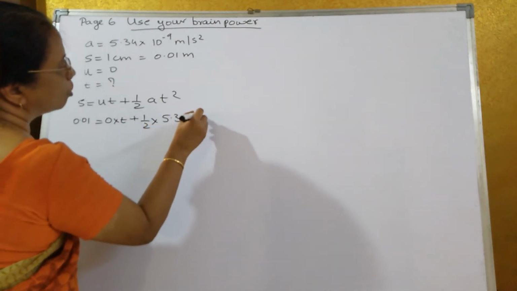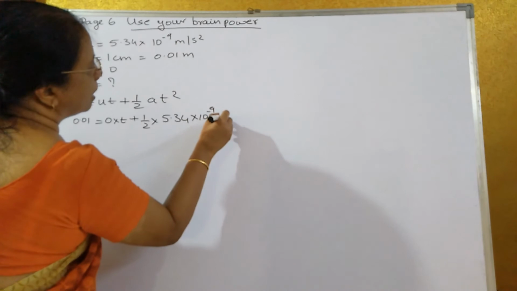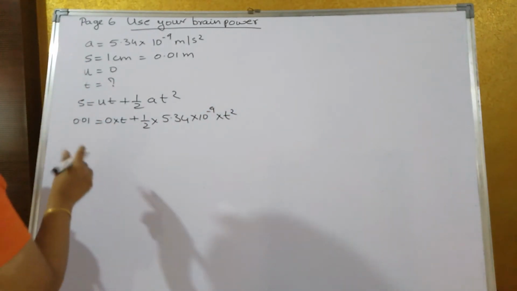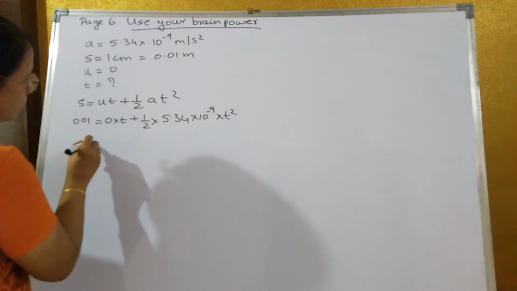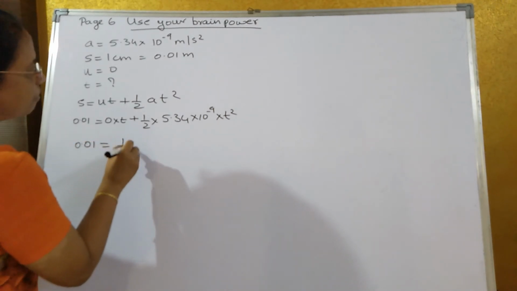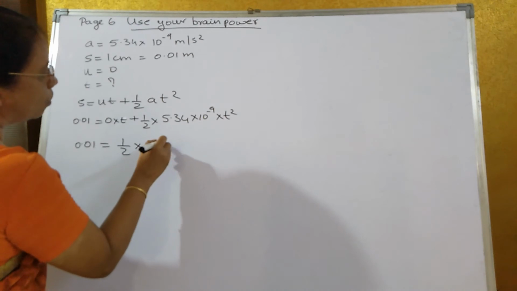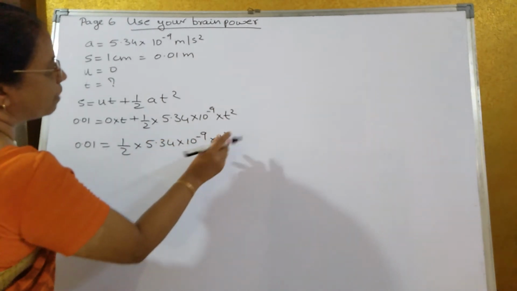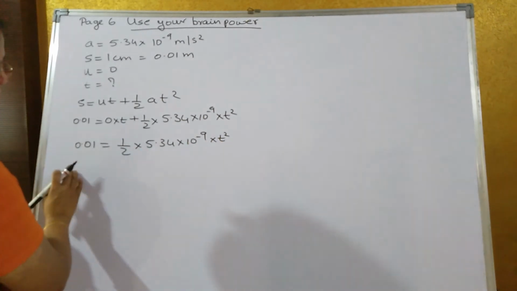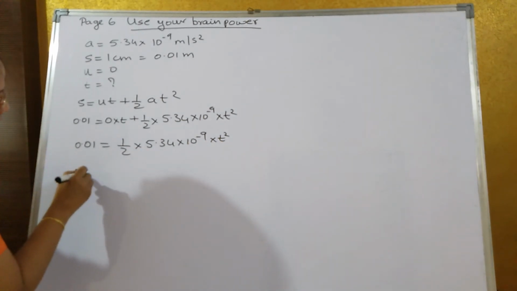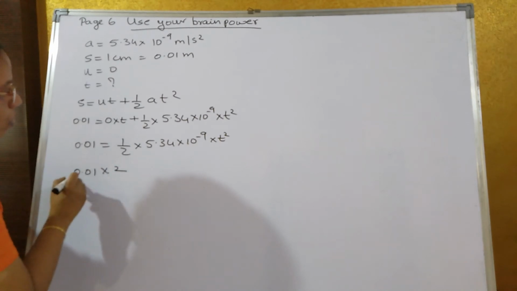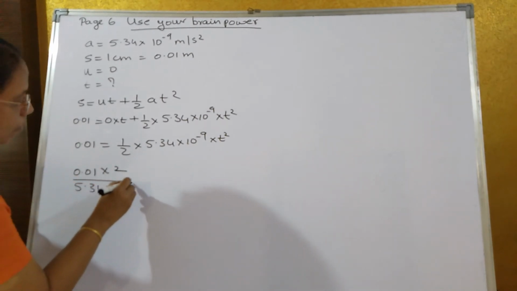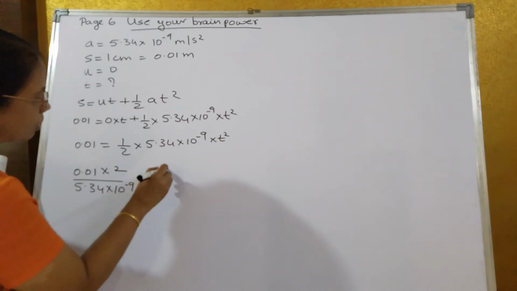5.34 into 10 to the power of minus 9 into t square. Now 0 into t is 0, so 0.01 is equal to half into 5.34 into 10 to the power of minus 9 into t square. We have to find out t. So shift all this number on this side, you will get 0.01 into 2 upon 5.34 into 10 to the power of minus 9, that's equal to t square.